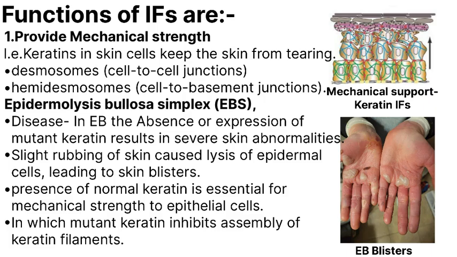Experimental evidence in humans has shown that the absence or expression of the mutant keratin inhibits the assembly of the keratin filaments, where the keratin cannot form the proper dimers, which leads to defective or incomplete filament assembly, leaving the cells structurally weaker and resulting in several skin abnormalities. EBS is one of them.